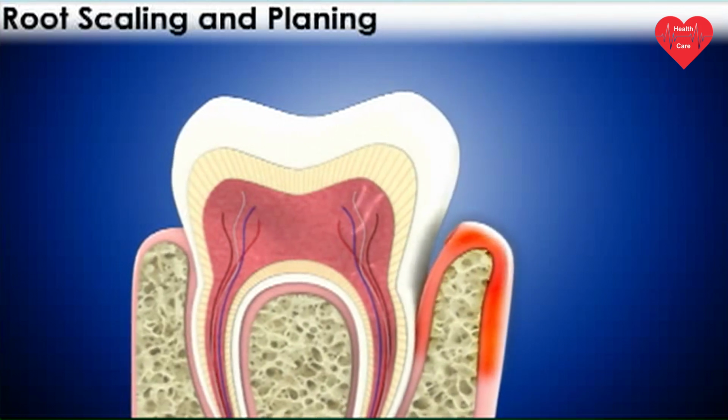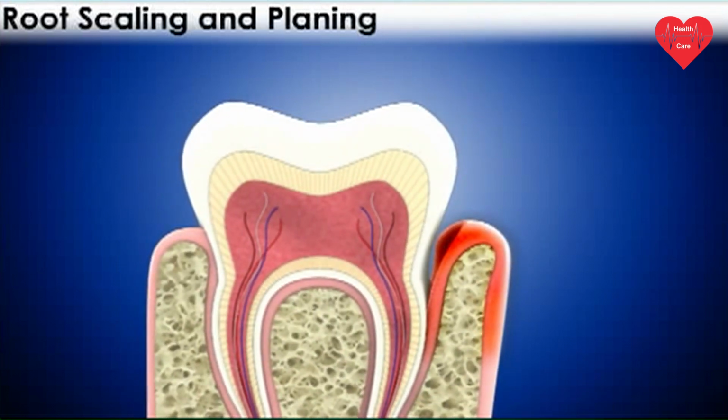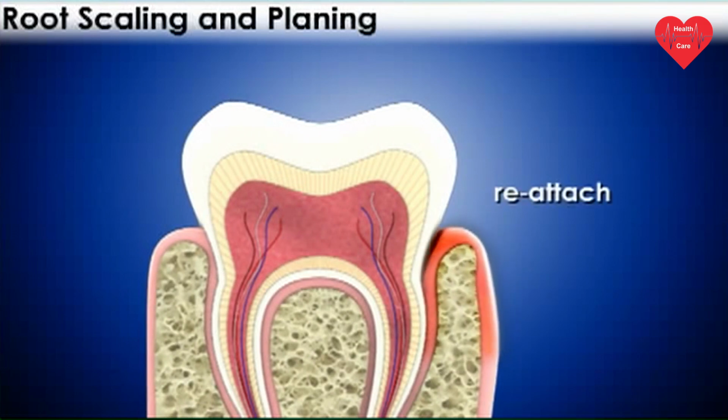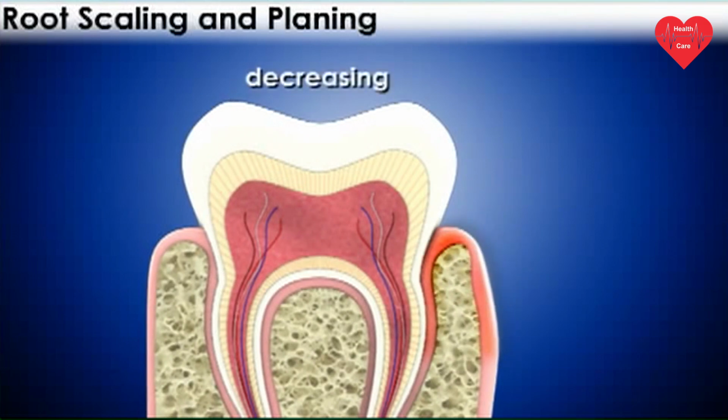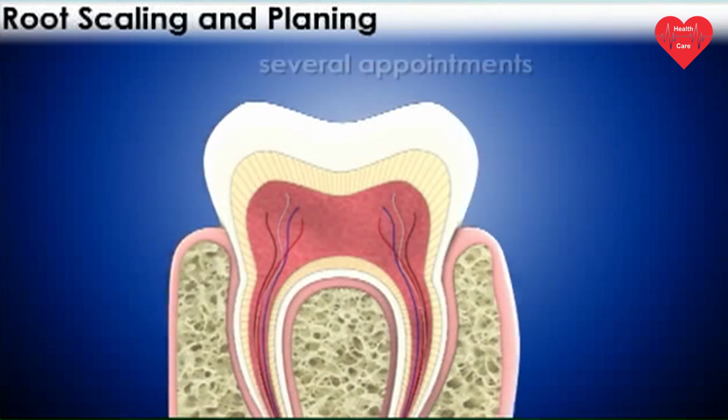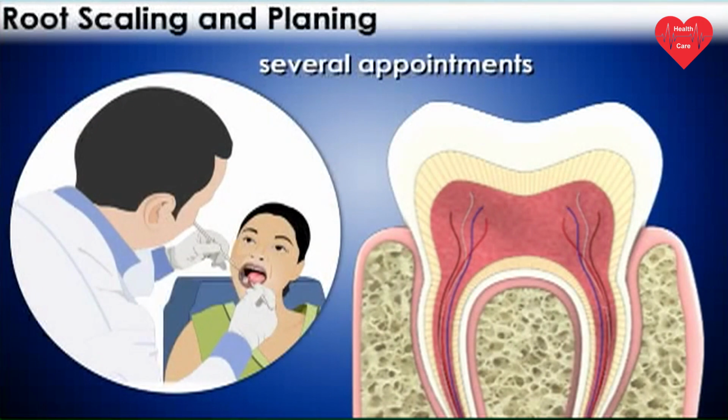When the surface is made smooth, the gum tissues can reattach to the tooth surface, decreasing the inflammation. To ensure healthy gum, several appointments with your dentist may be needed.